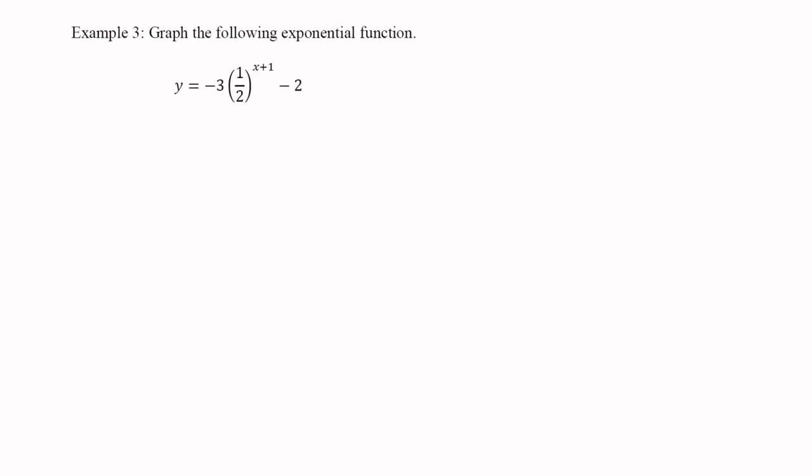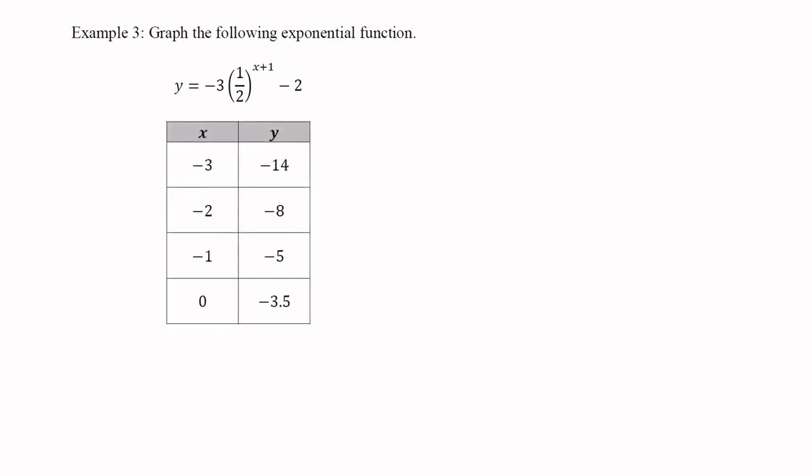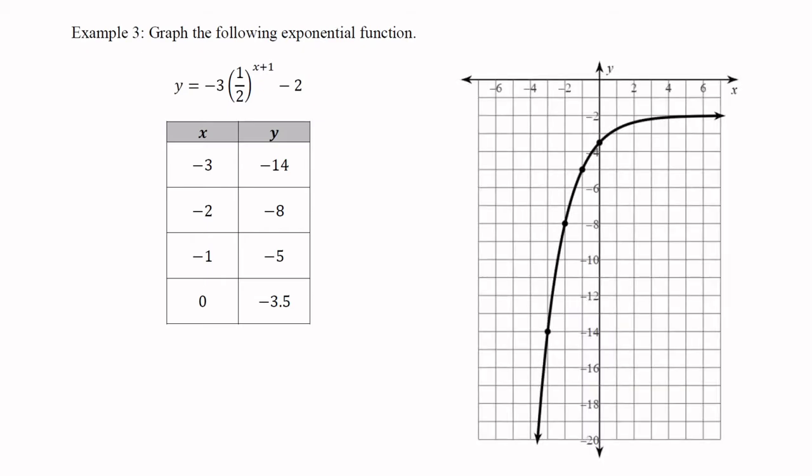In this example, we want to graph this exponential function. Just looking at the equation, the minus 2 on the end tells us our horizontal asymptote is at negative 2, so you'll graph that with your dashed line. You'll find a table of values that will fit the graph that you are given, and then you will plot those points and connect your points with a smooth curve approaching that horizontal asymptote of negative 2. Now, we have a growth function. Our horizontal asymptote is at y equals negative 2, and our y-intercept is at (0, negative 3.5).